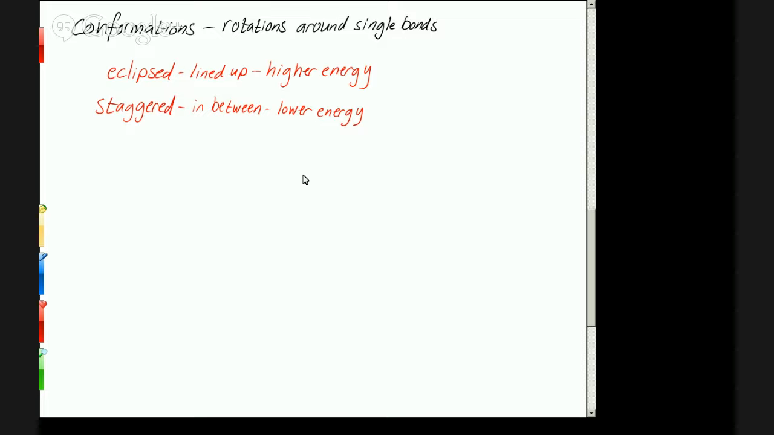The book in section 3.6 goes through all this and talks about drawing these things called Newman projections, which are ways to draw and look at this. We're not going to get into that this semester, so we're going to skip that part. We are going to talk about this idea of conformations with a slightly larger molecule, and that is cyclohexane.